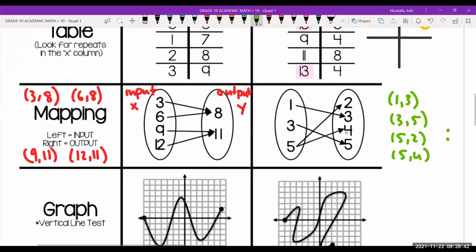You're allowed to have the same y values, yes. You're allowed to have the same y values, but not the same x values. Oh, so that's actually a good point. How come here we had 8 and 8 and 11 and 11? That's allowed. We don't care about the y values. We're only looking at the x's.